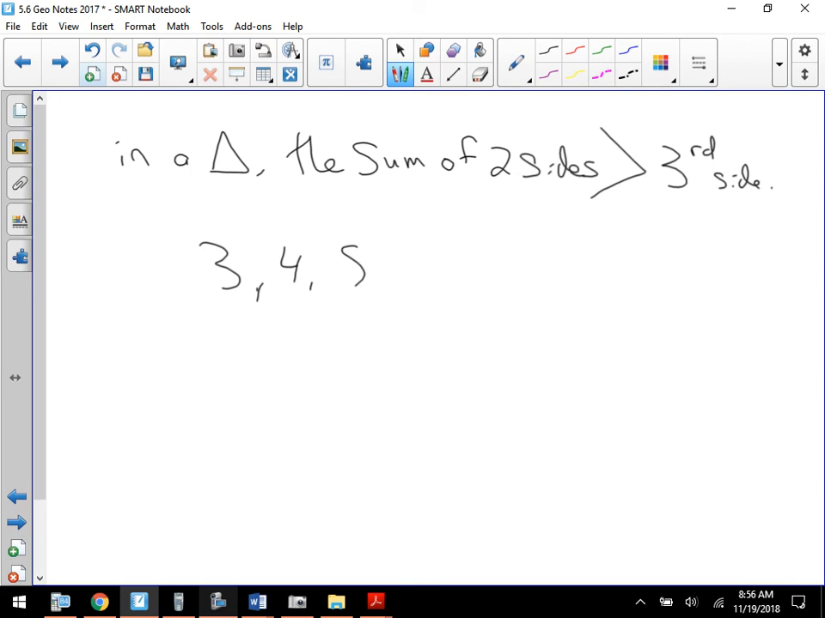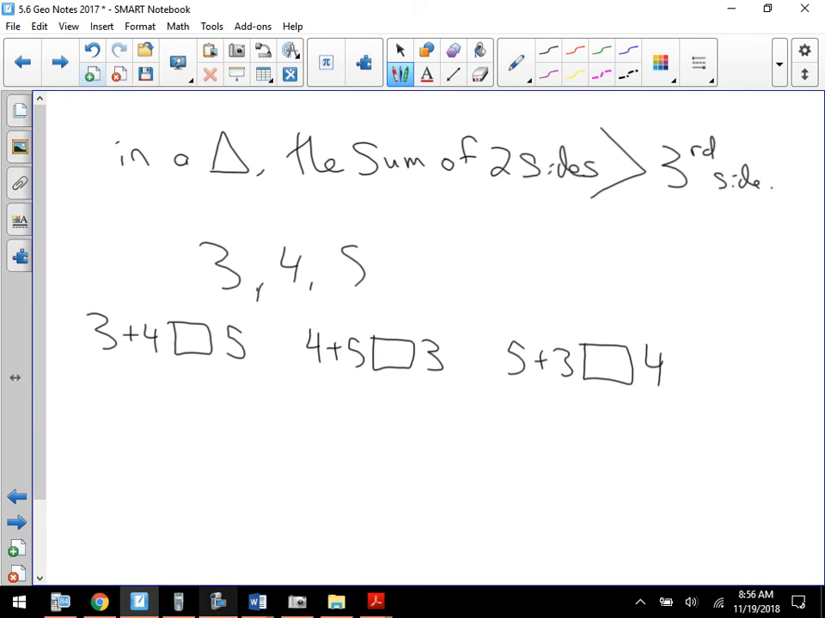For example, if I have the side lengths of 3, 4, and 5, I want to know if I can make a triangle with those side lengths. So what happens is you have to pick two of them, add them together, and it has to be larger than the third. Which means there's just 3 things you have to check. Is 3 plus 4 bigger than 5? Is 4 plus 5 bigger than 3? Is 5 plus 3 bigger than 4?